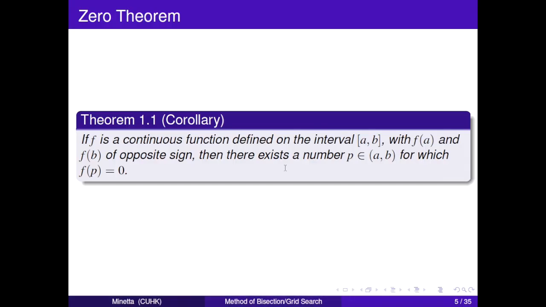The second one is a corollary of the first one. If f is a continuous function defined on the interval [a, b], with f(a) and f(b) of opposite sign, then there exists a number p in interval [a, b] for which f(p) equals 0. Compared with the first one, this one just lets k equal 0 and we can get it.